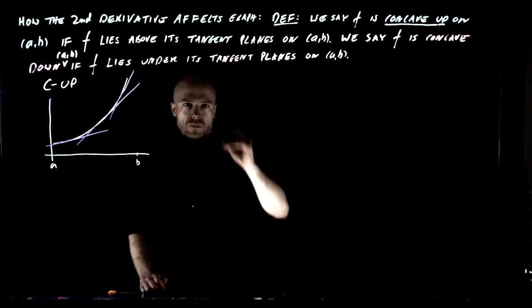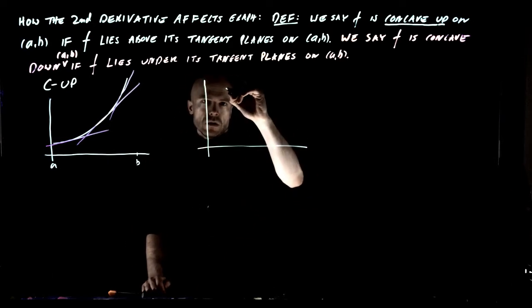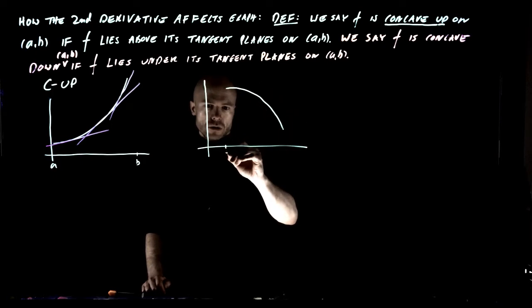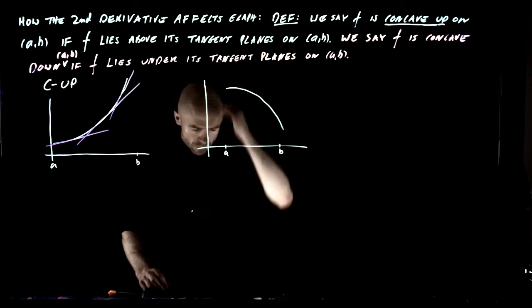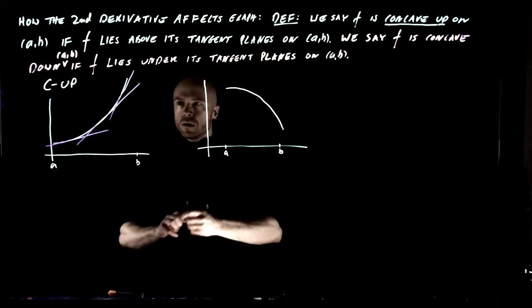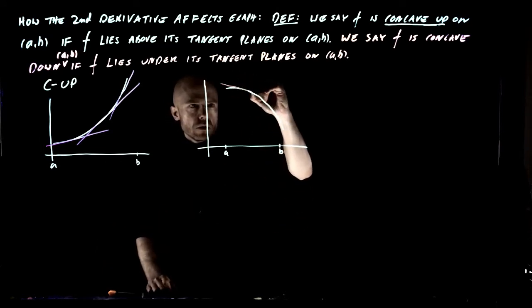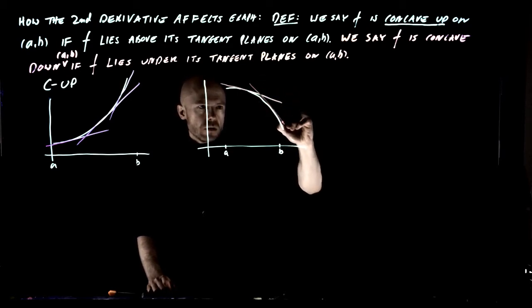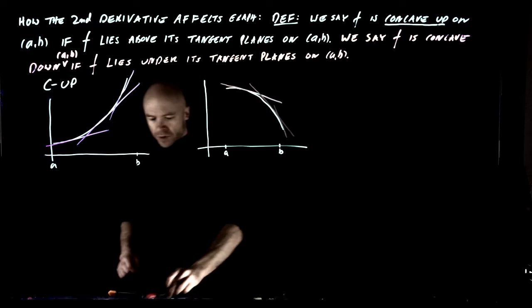Okay? Or we can have something which is C down. Okay, so this is A, and this is B. Then the graph is underneath its tangent lines.